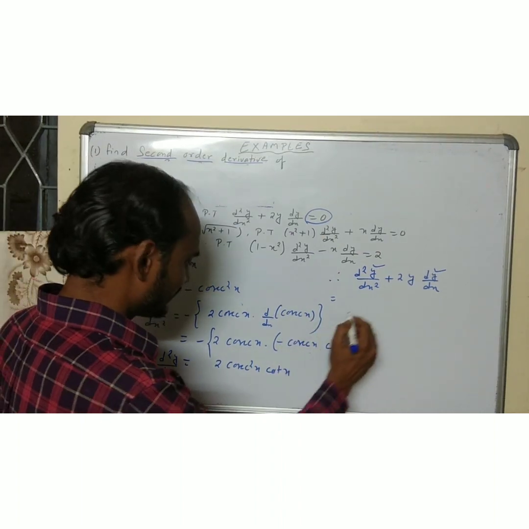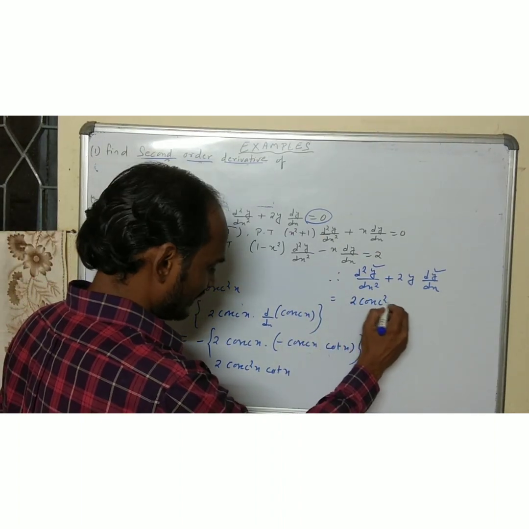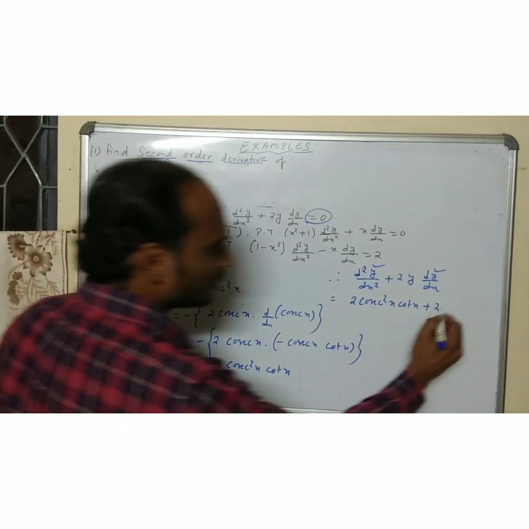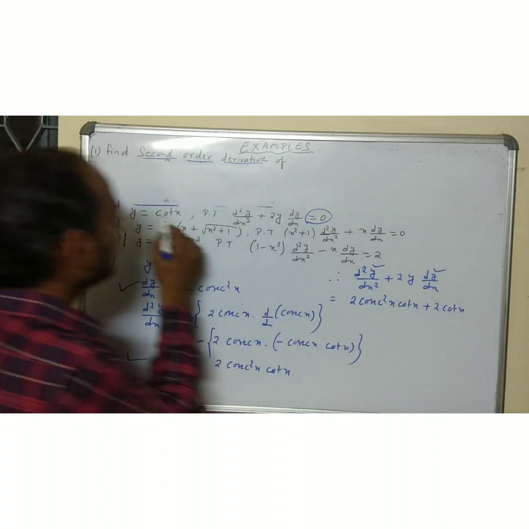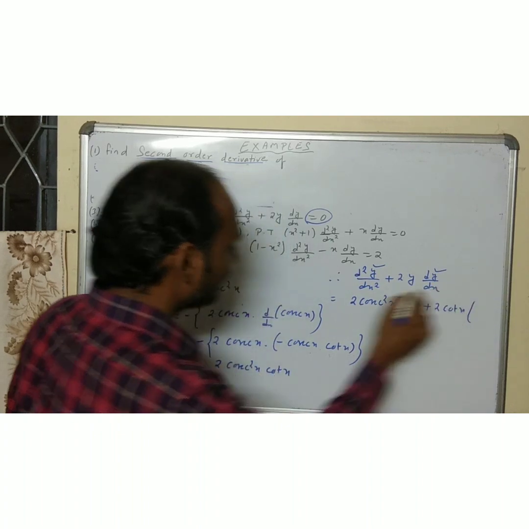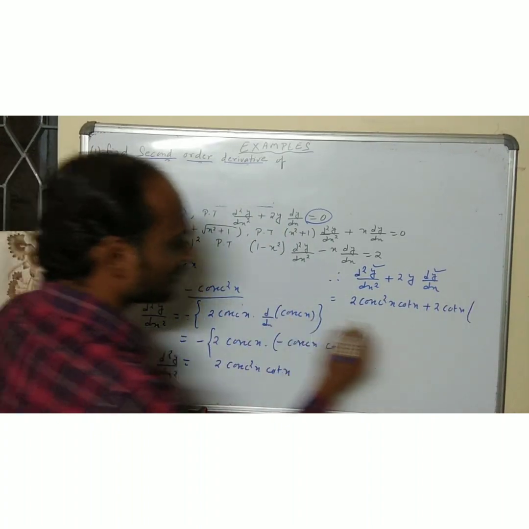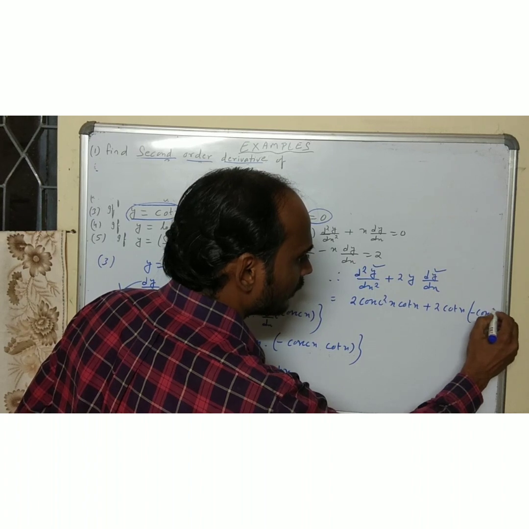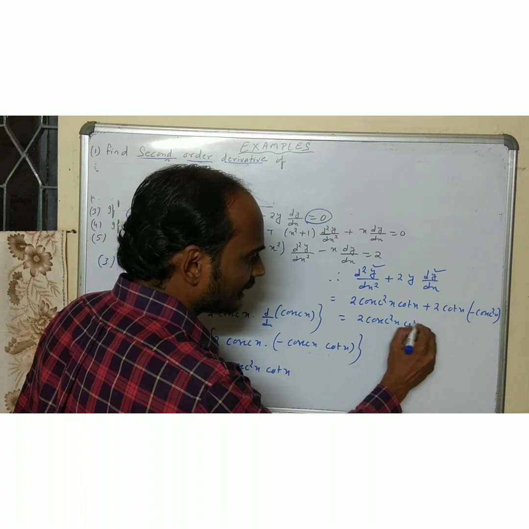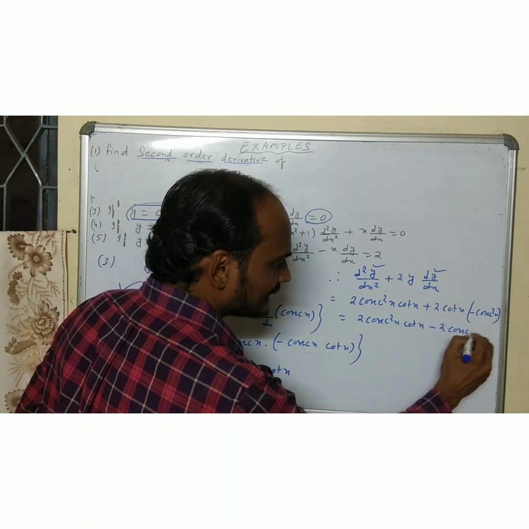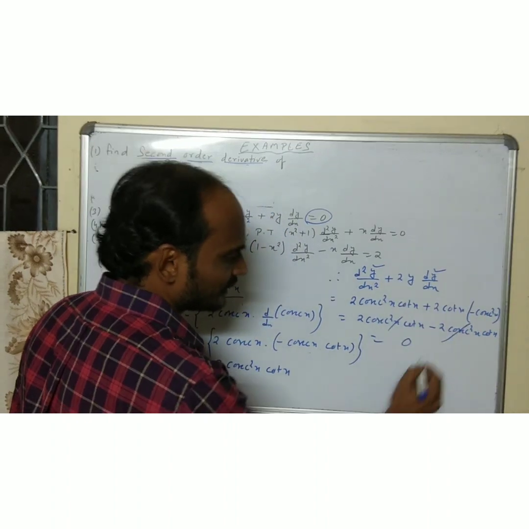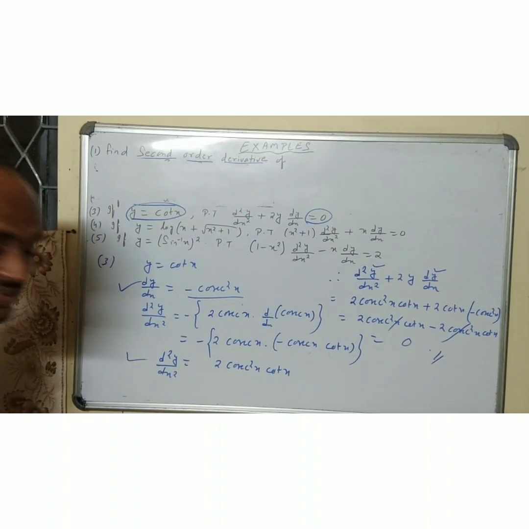So d2y by dx square is 2 cosec square x into cot x plus 2 into y. Y value is cot x. So you substitute that value of y. So here you can see y value is cot x. So you can substitute that y equals to cot x. And dy by dx we got minus cosec square x. So this is 2 cosec square x into cot x minus 2 cosec square x into cot x. So this 2 will cancel and the result is 0. So that means we have proved the thing which is asked to you here.